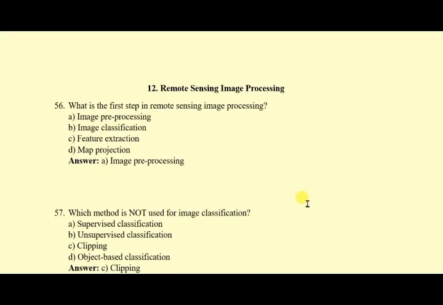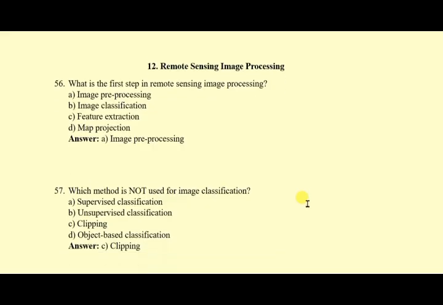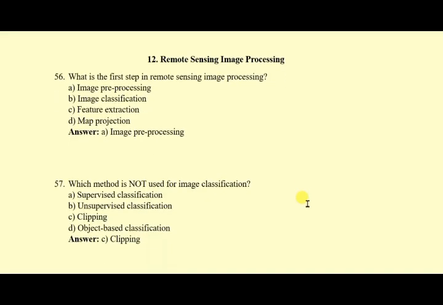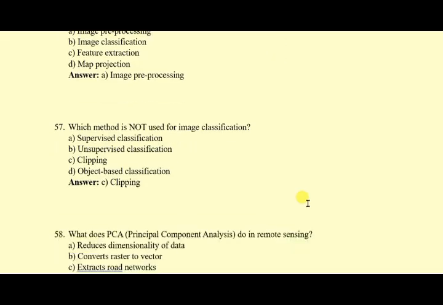12th category, remote sensing image processing. Question 56. What is the first step in remote sensing image processing? Image pre-processing, image classification, feature extraction, map projection. The right answer will be image pre-processing.